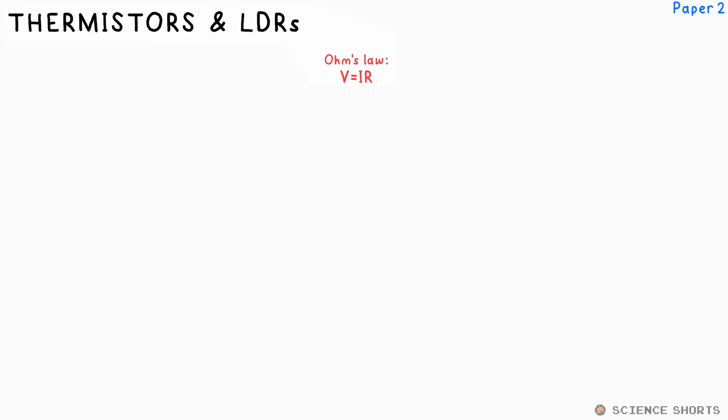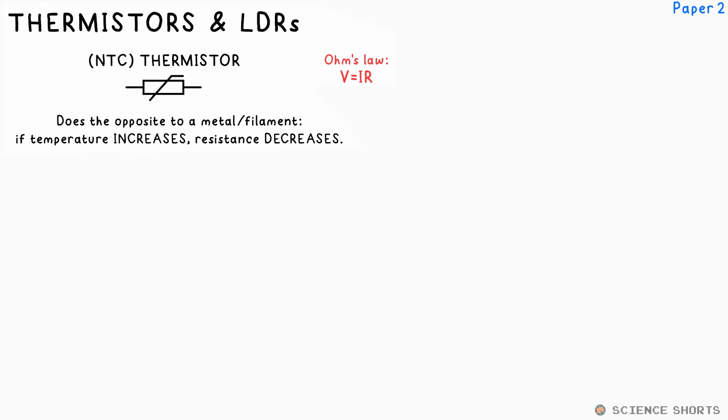It's not only metals that can change resistance. We can have a thermistor, and you can have a circuit that responds to changes in temperature. A thermistor's resistance decreases if the temperature increases, so in essence it does the opposite to a metal. By the way, you might see it called an NTC thermistor, negative temperature coefficient. That just means the higher the temperature, the lower the resistance.